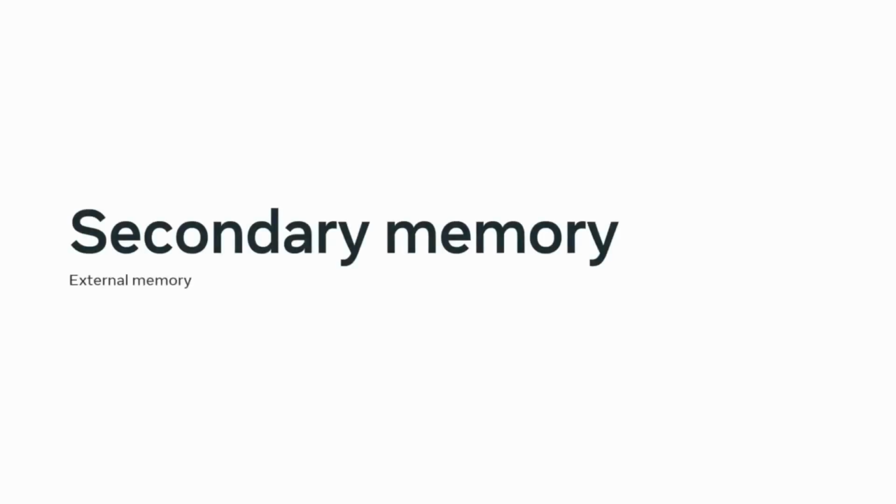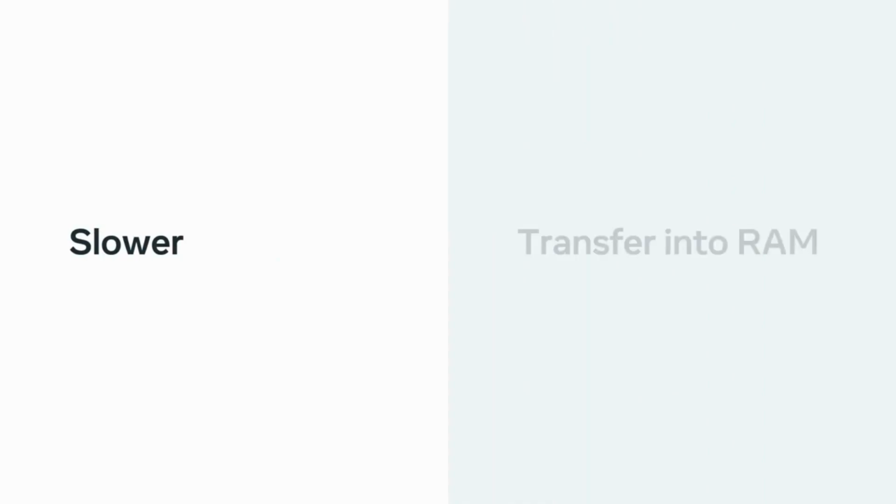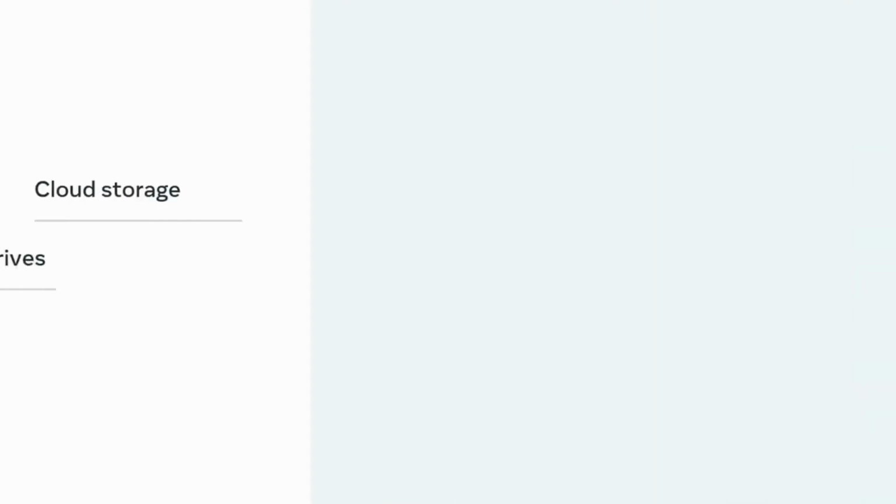There are a number of algorithms for reading and storing these memory addresses that fall outside the parameters of this course. Now, let's explore secondary memory in more depth. Secondary memory relates to external memory that can be plugged in externally and used to increase the storage capacity of your system. Accessing secondary memory is slower and requires transferring all required information and instructions into RAM. Examples of secondary memory would include cloud storage, external hard drives, and memory sticks.